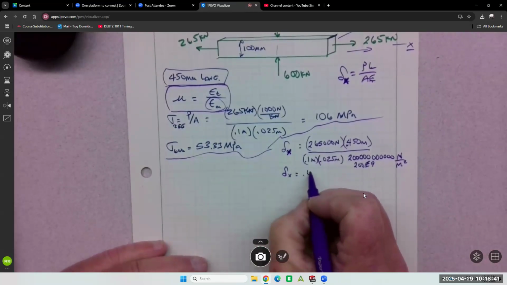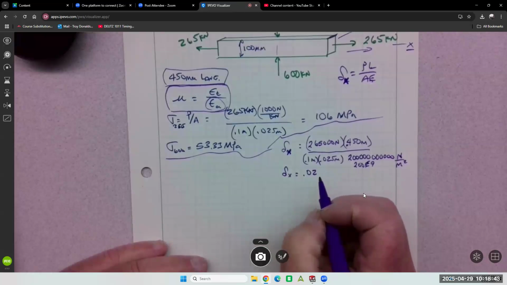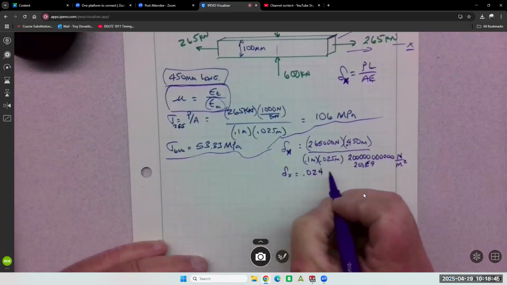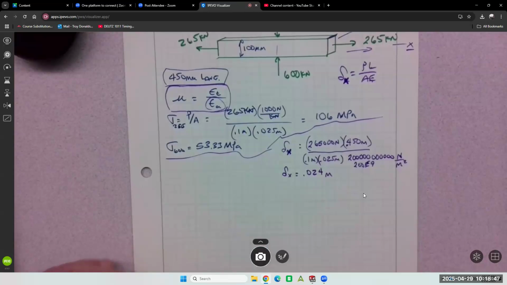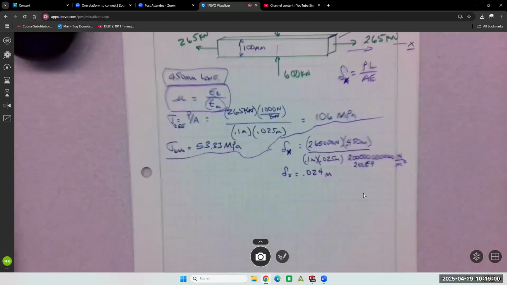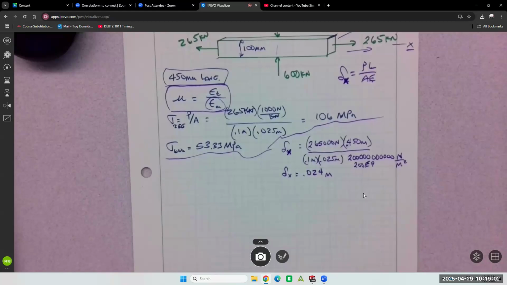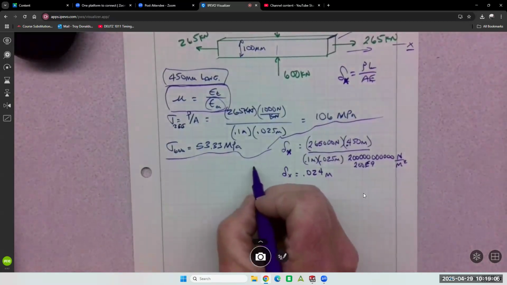I get 0.02. I'm going to round to 4 meters, or 24 millimeters. 0.024 meters. And this is axial.